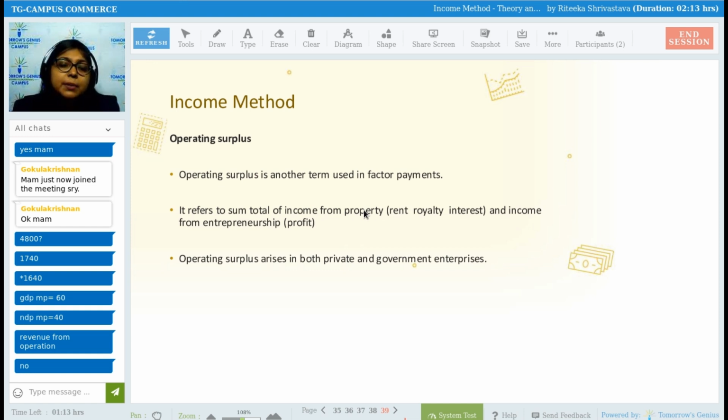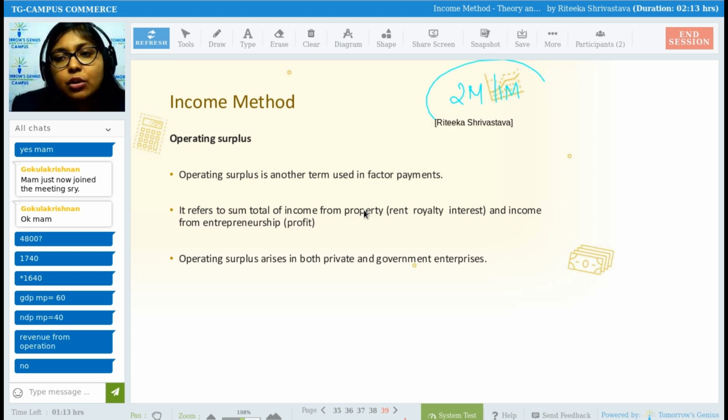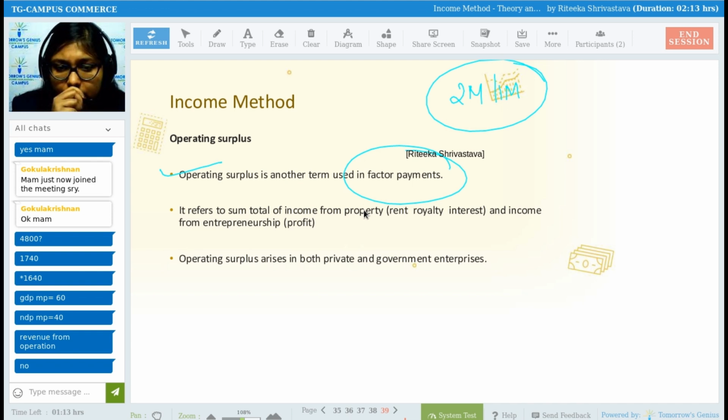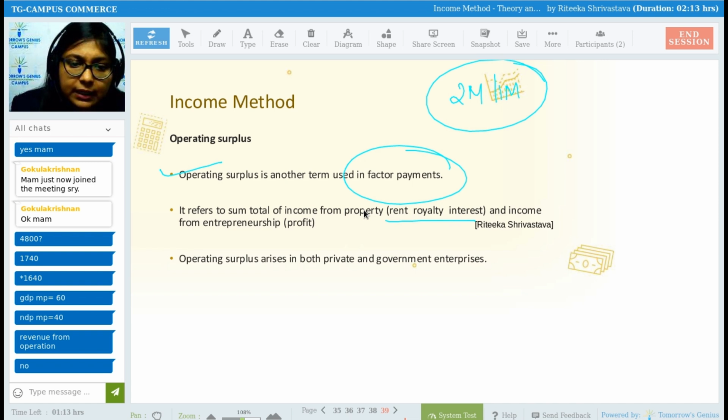Last small part, operating surplus. What is operating surplus? You will have a 2 marks or 1 mark separate question on operating surplus. Operating surplus is nothing but the mixture of rent, royalty, interest and profit. It is another term used in factor payment. It refers to the sum total of income from property, that is rent, royalty, interest, and income from entrepreneurship.